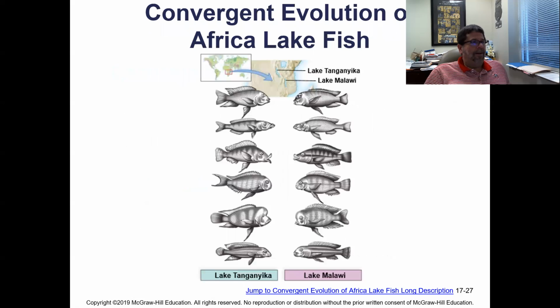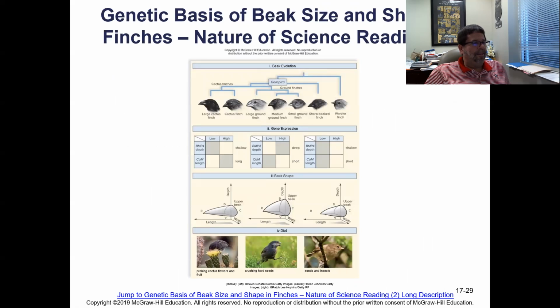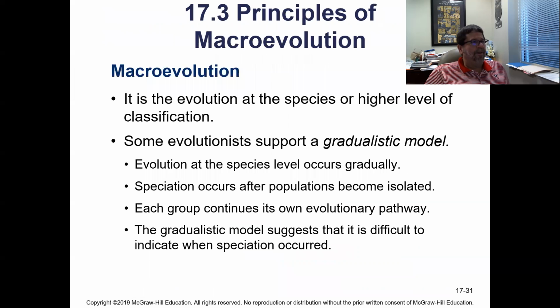Here's an example of convergent evolution in two species of fish in two lakes in Africa. They look almost identical, but they're two different species that look the same because they adapted to the same conditions separately. Okay, and then they go crazy here about Darwin and his finches. It's a good read if you want to learn about the finches and the genes associated with that, and they've done a lot of studies on that. A lot of cool stuff here.